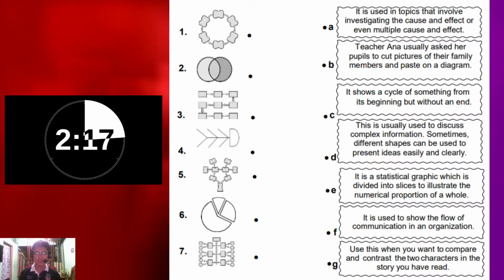Okay, the answer is C. It is a cycle diagram. Now, try to answer the other items. In case you find it difficult, you can go back to the start of this video and review the discussion. You are given 3 minutes to answer this activity. Good luck, dear students! For the first one, you see an image of a graphic organizer.